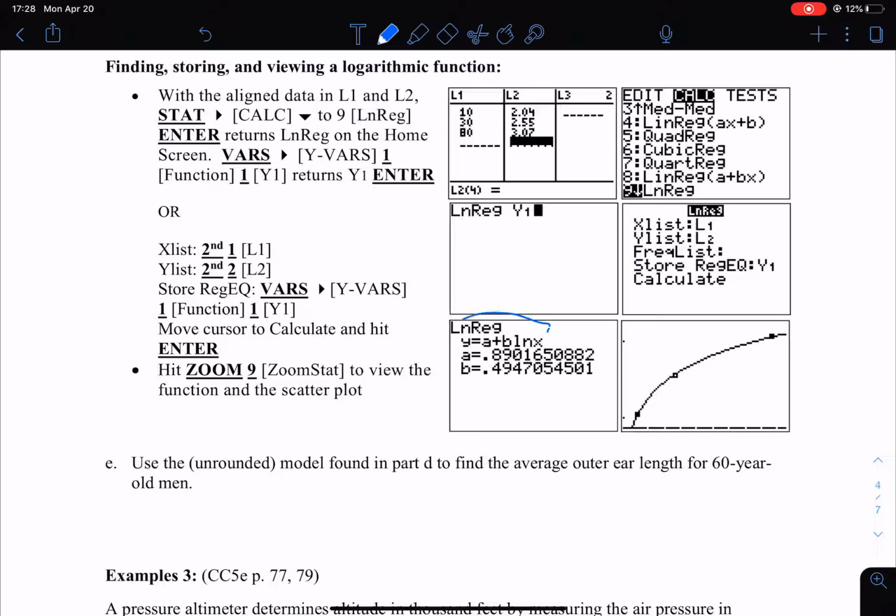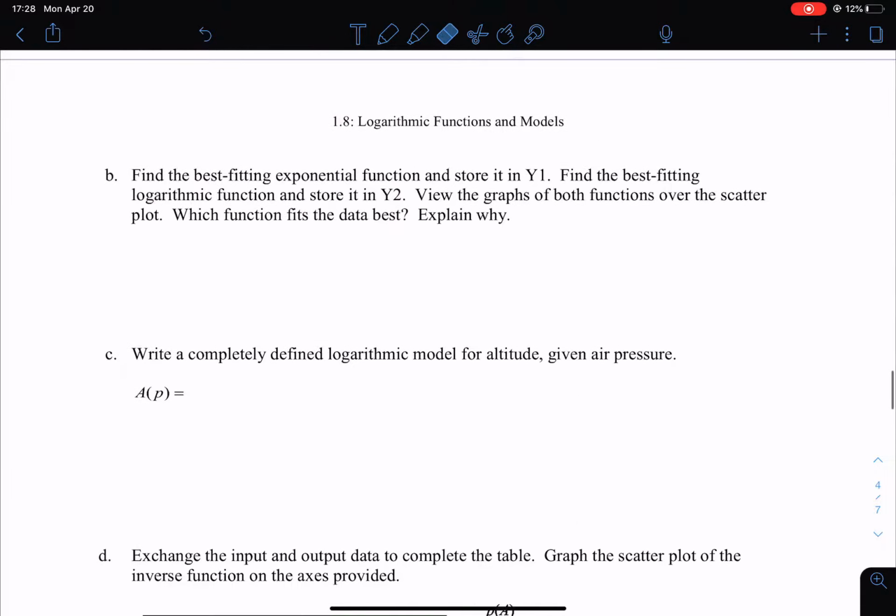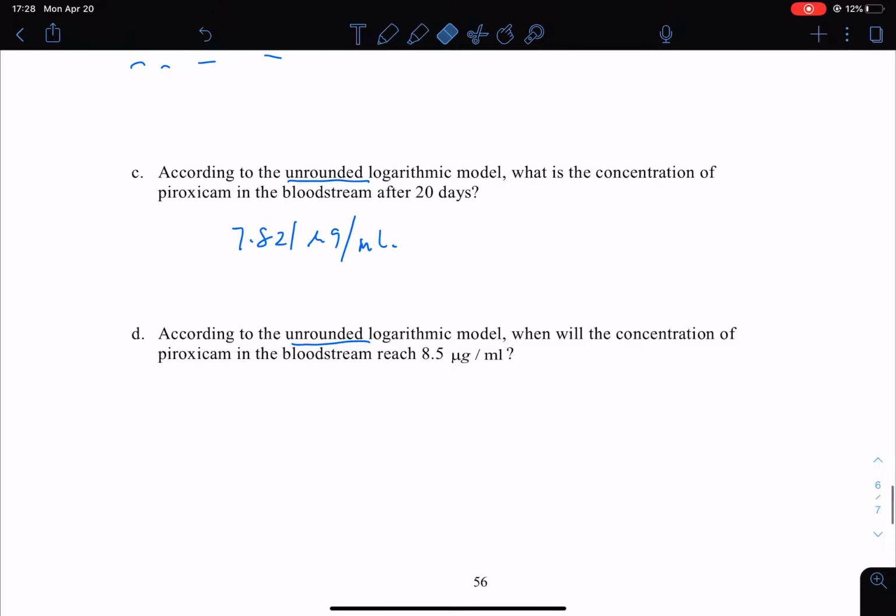Alright, so you can see here for this one, this is our unrounded model, so you can see we have a lot of decimal places here. So you can just use this model, not the rounded model. Rounded model just means you use 3 decimal places instead of all of them. So use this model, not the rounded model. And if you get a different answer, that means probably you used the rounded model or something is wrong with your equation.